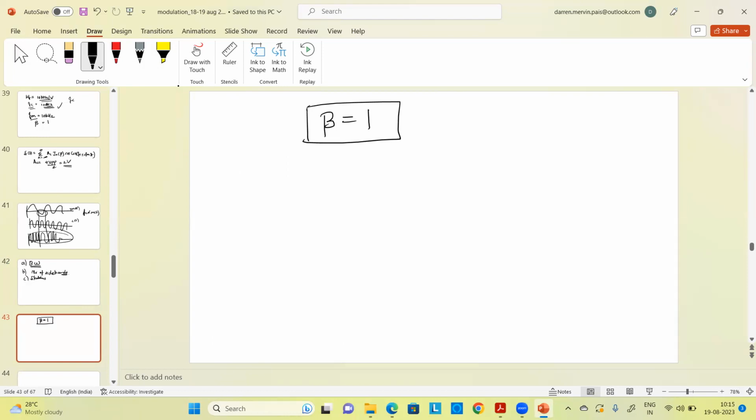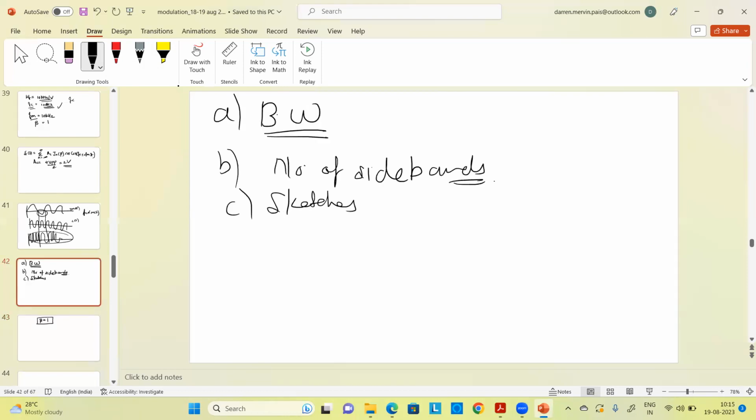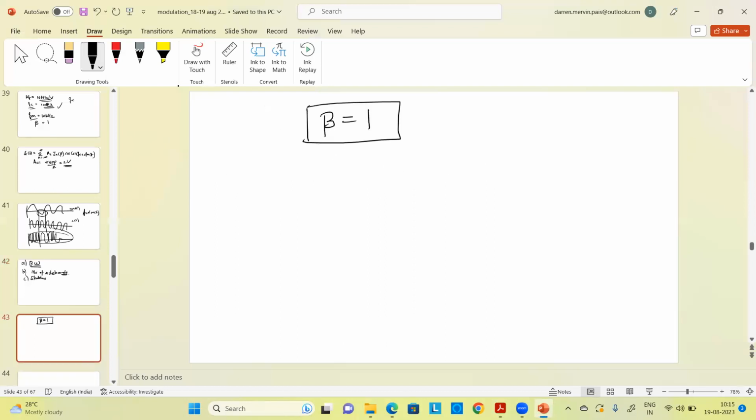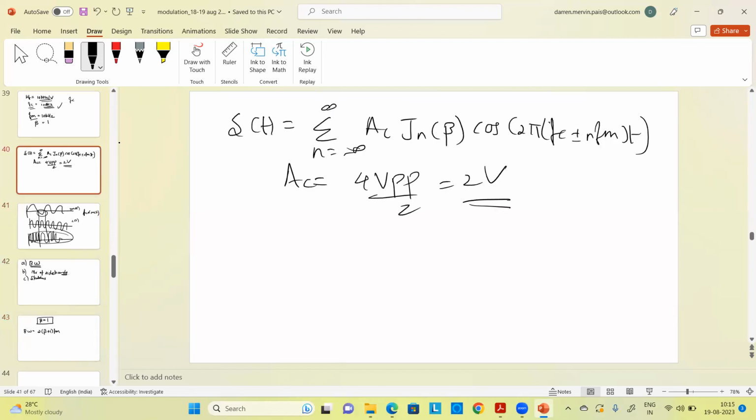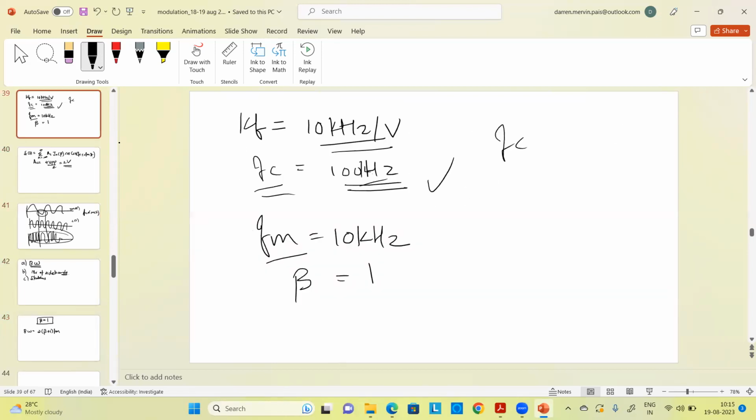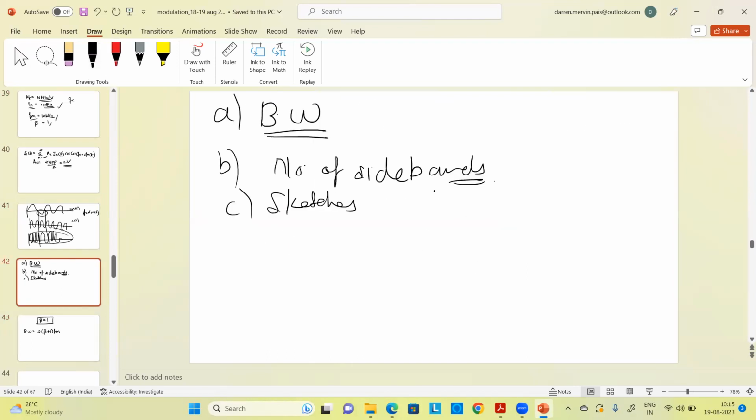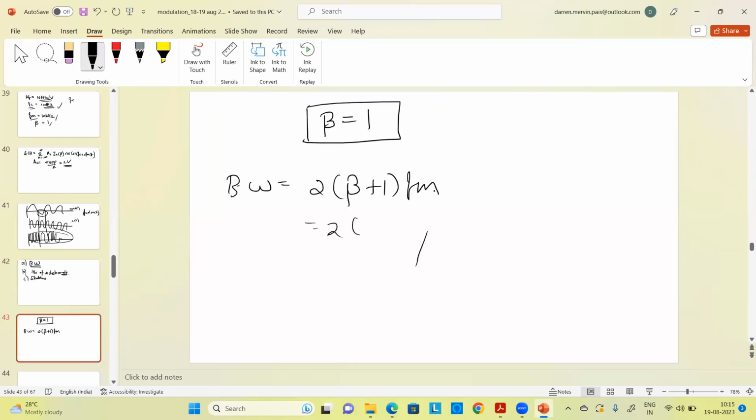So let's go. Beta is equal to 1. The first question says bandwidth. What is the bandwidth for a wideband signal? It is 2 into (beta plus 1) into fm. You believe, right? Yes. So beta is 1, fm is 10 kilohertz. So what can I write? 2 into 2 into 10 kilohertz is 40 kilohertz.